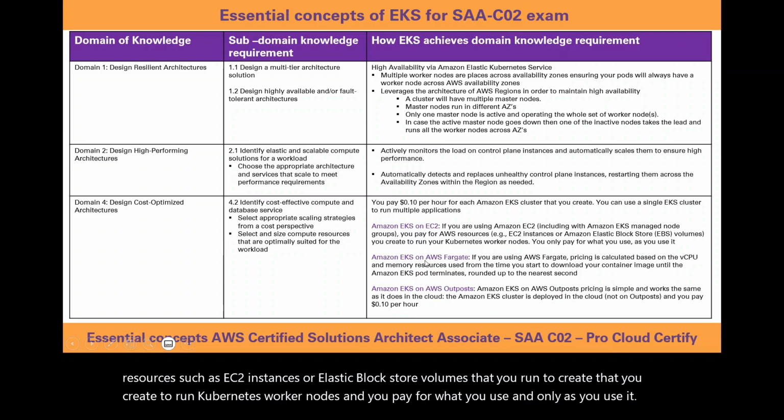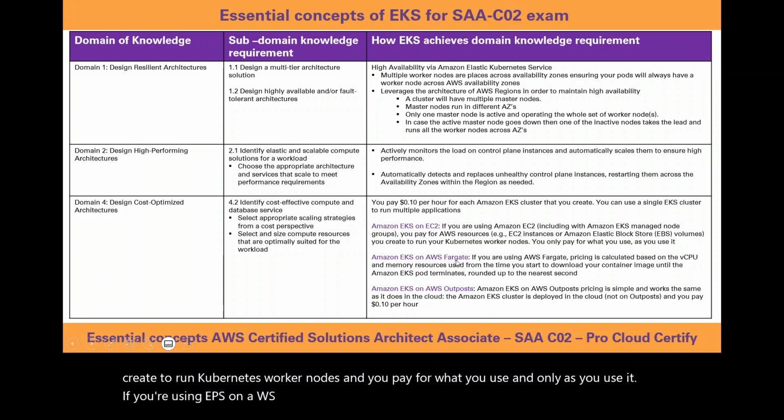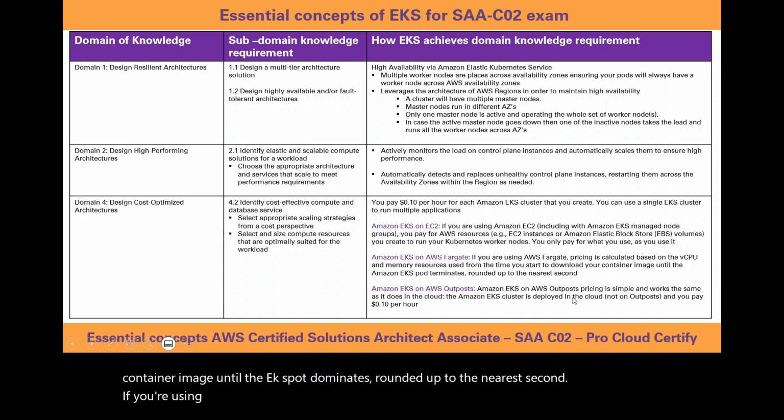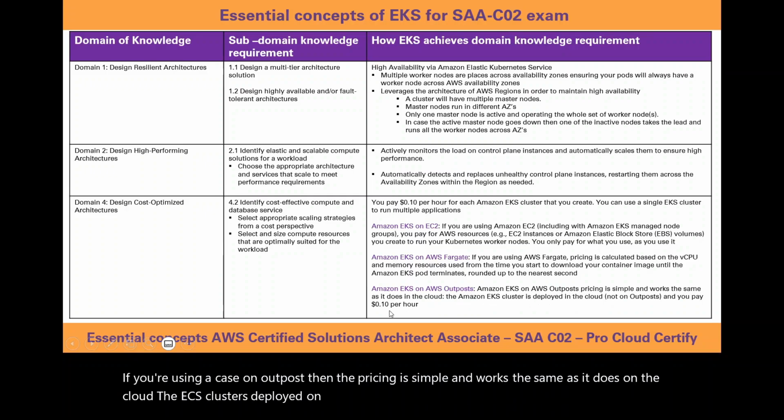If you're using EKS on AWS Fargate, which is a serverless solution, then the pricing is calculated based on the CPU and memory resources used from the time you start to download your container image until the EKS pod terminates, rounded up to the nearest second. If you're using EKS on AWS Outposts, then the pricing is simple and works the same as it does on the cloud. The EKS cluster is deployed on the cloud and you pay 10 cents per hour.